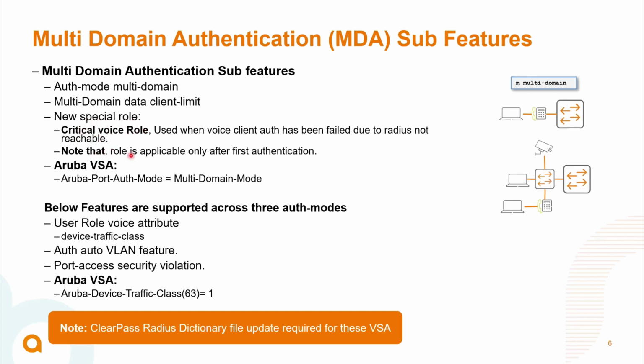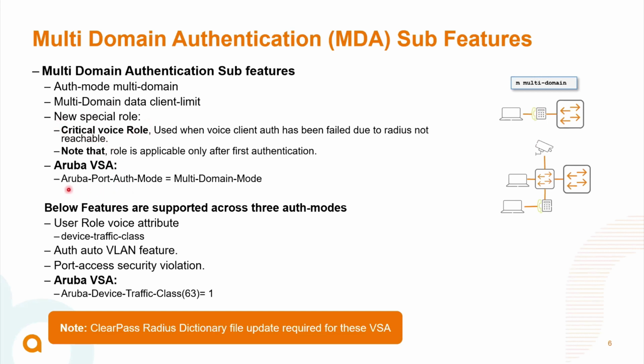One thing you have to note: while we authenticate this device in the first authentication, without a VSA or the device traffic role, that means without knowing whether it is data or voice, I cannot use this role. The first authentication has to be successful. Reauth will use this role. That has to be noted.